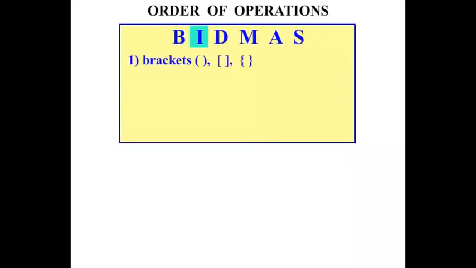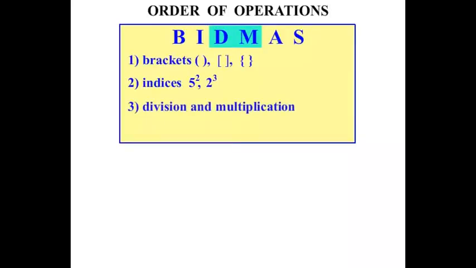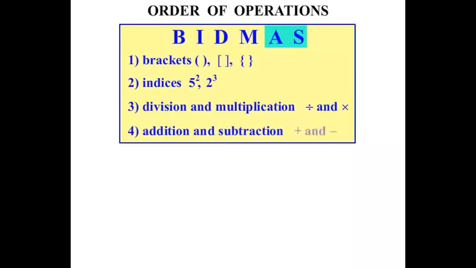The next letter I stands for indices. If we consider a number like 5 squared or 2 cubed, when we talked about the squared and the cubed, they are indices. The next two letters, D and M, stand for division and multiplication. So we have a divide and a times there. And finally, A and S, what do you think they might stand for? Addition and subtraction. The plus and the minus.